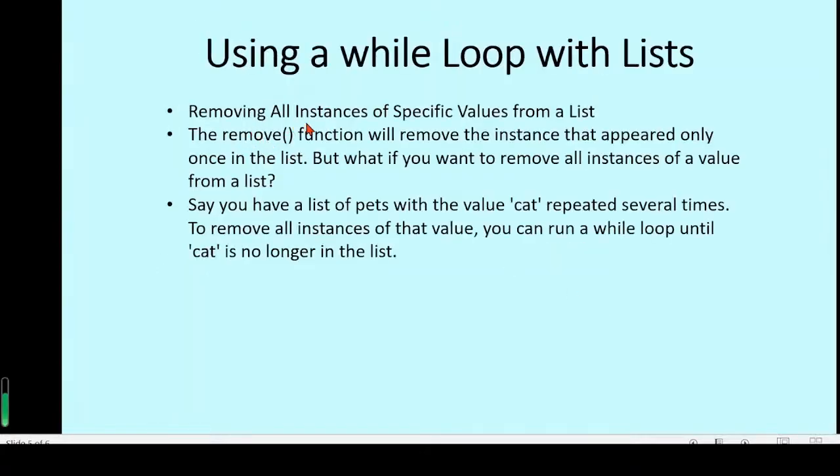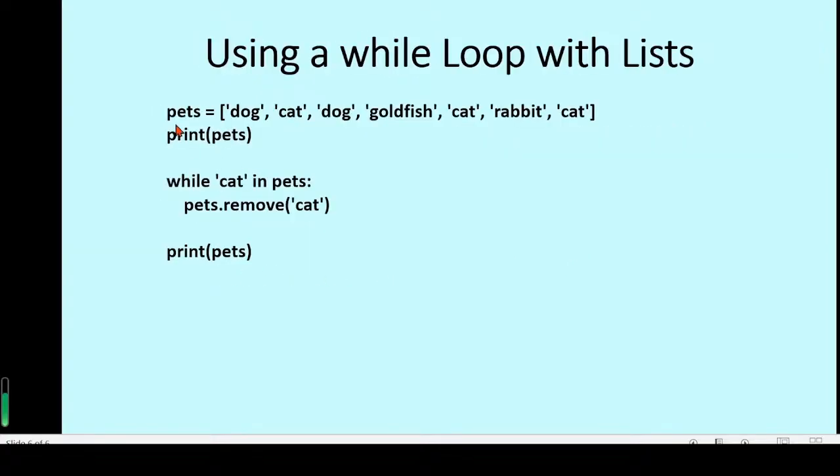And you can remove all instances of specific values from a list. The remove function will remove only one instance that appears in the list. But what if you want to remove all instances of a value from a list? Say you have a list of pets with the value cat repeated several times. To remove all instances of that value, you can run a while loop until cat is no longer in the list. So this is a list of pets. The cat occurs 3 times here.